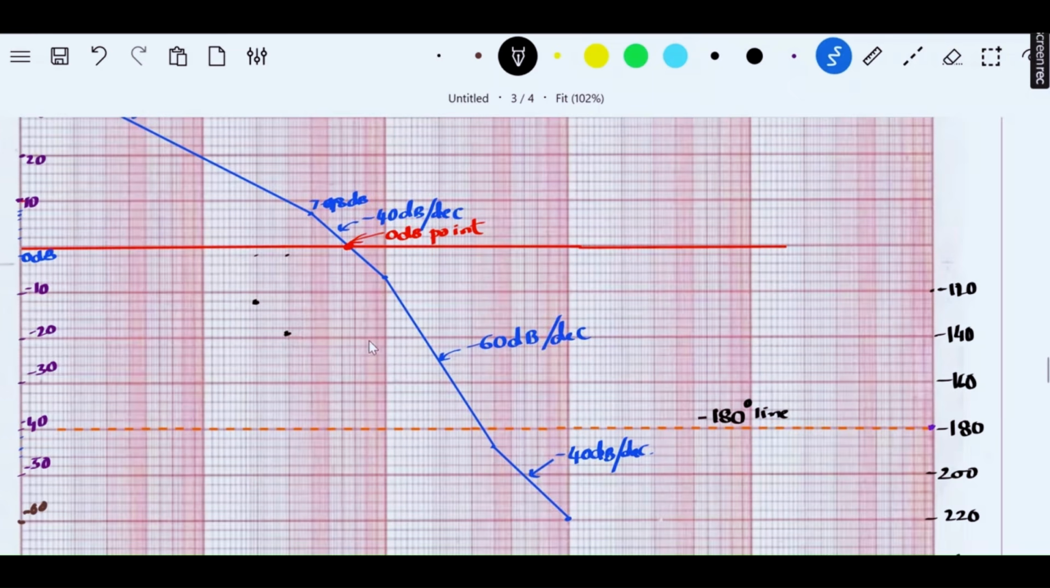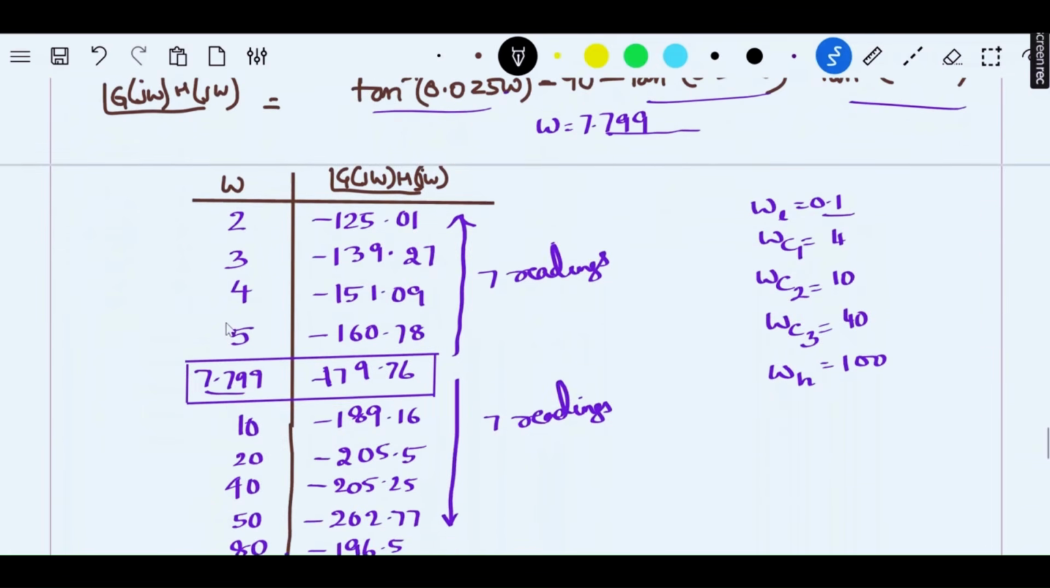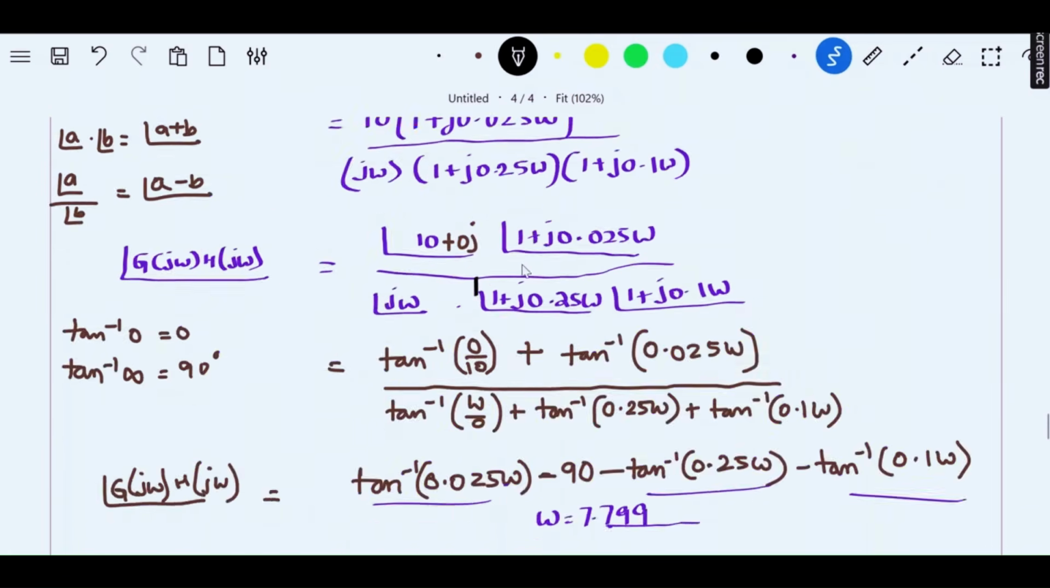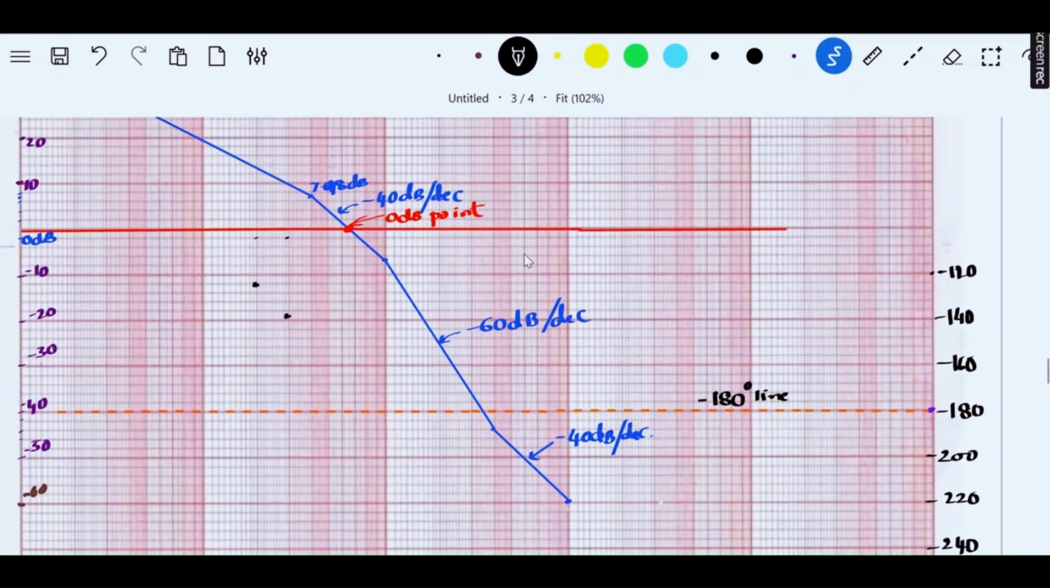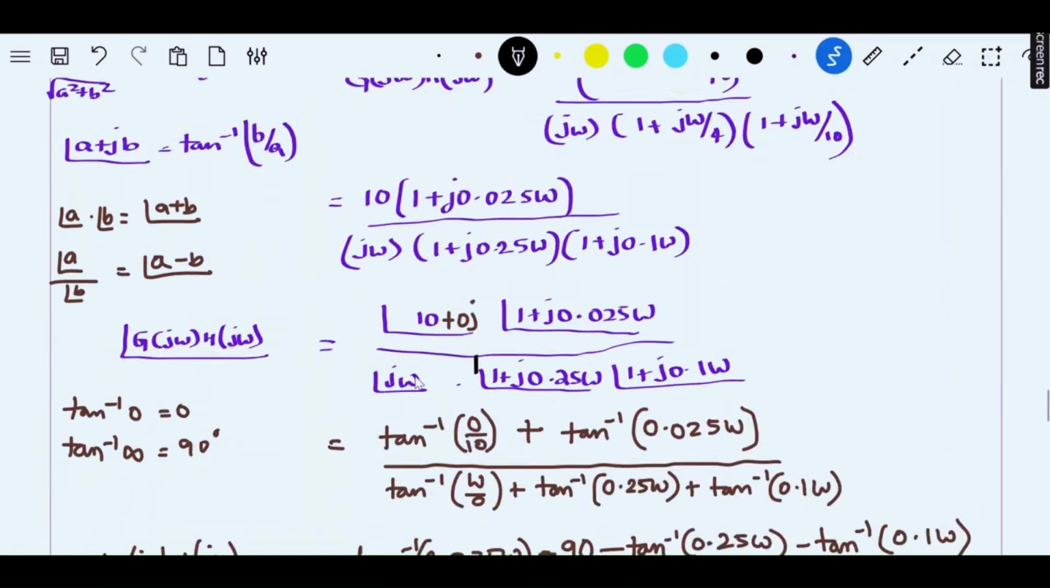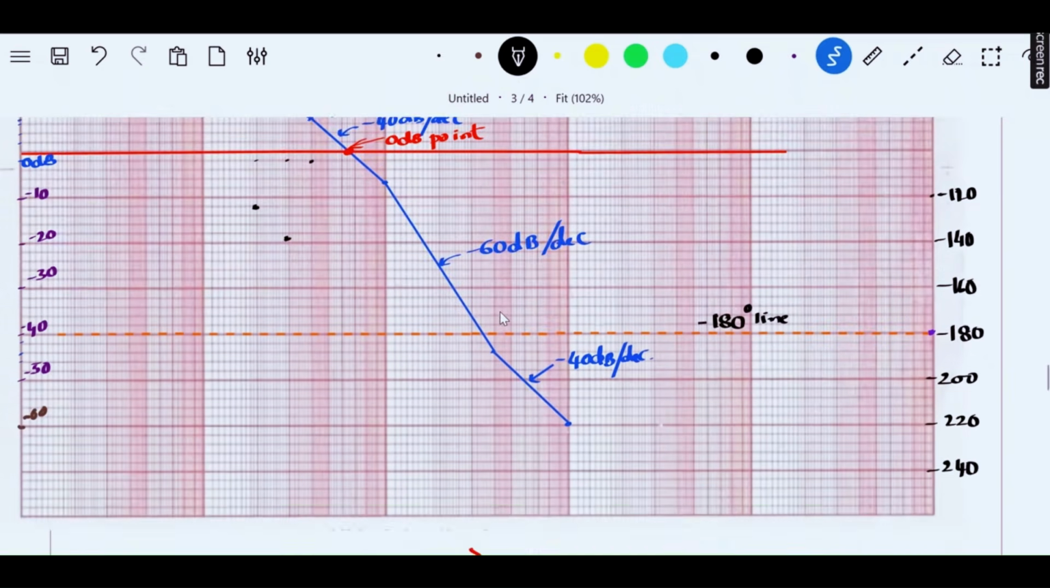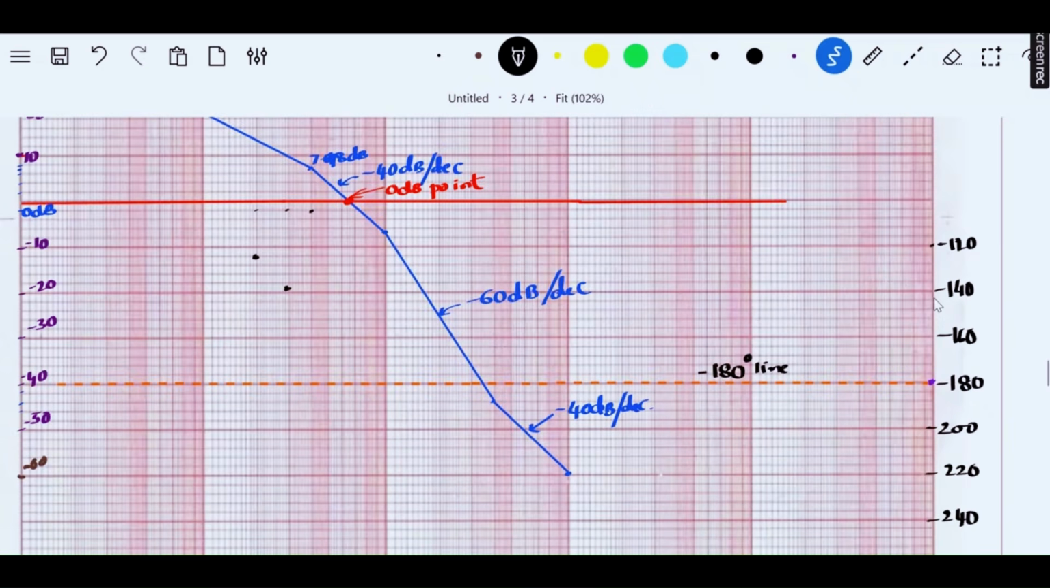Okay, the next point is for omega equals 4. For 4 it is minus 151.09. This is the line 4. Now I need to mark 151.09. So 151 is somewhere between 140 and 160. So this is 144, 146, 148, and this is 152. So somewhere here is 151.09, the point for this one.